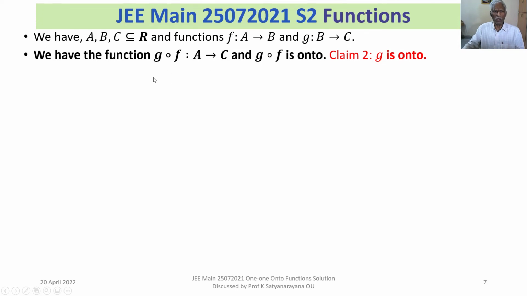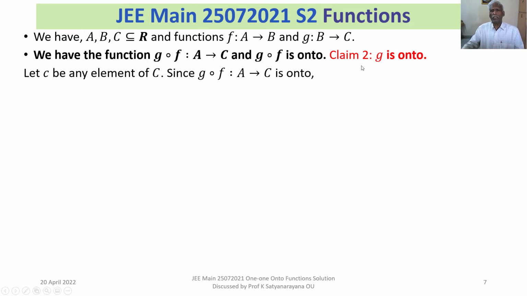So this is a general result also. If g compose f is a mapping from A to C, and g compose f is onto, then g is onto. That's the general result. To prove that g is onto, where g is from B to C, we have to prove that every element small c belonging to capital C has a pre-image in capital B. Then g will be onto.